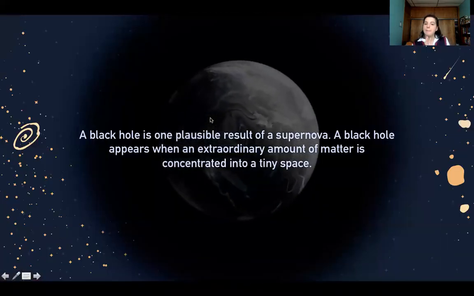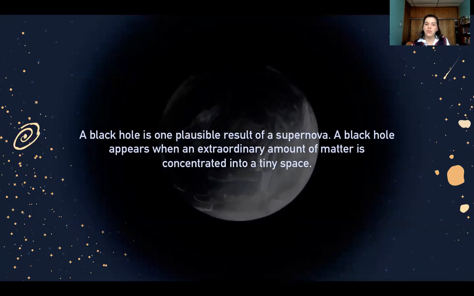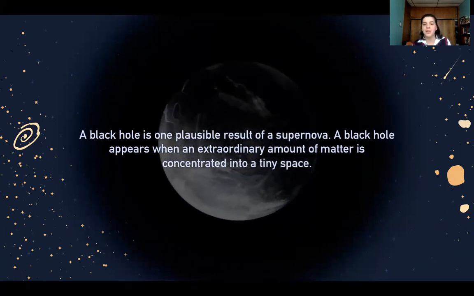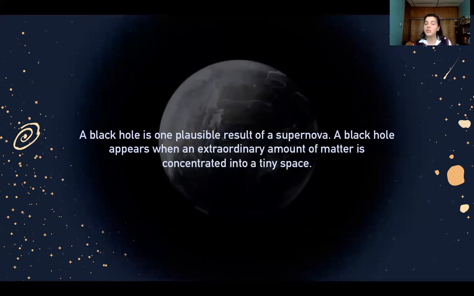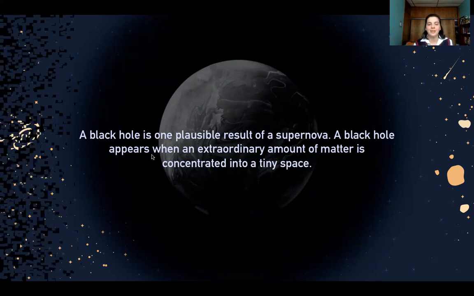Then, the black hole is a plausible result of a supernova. A black hole appears when an extraordinary amount of matter is concentrated into a tiny space. So when the supernova explodes, sometimes it sucks onto itself and becomes an amount of matter very, very concentrated into a very tiny space, and it pokes a hole into reality. So here we have what we would think a black hole looks like.